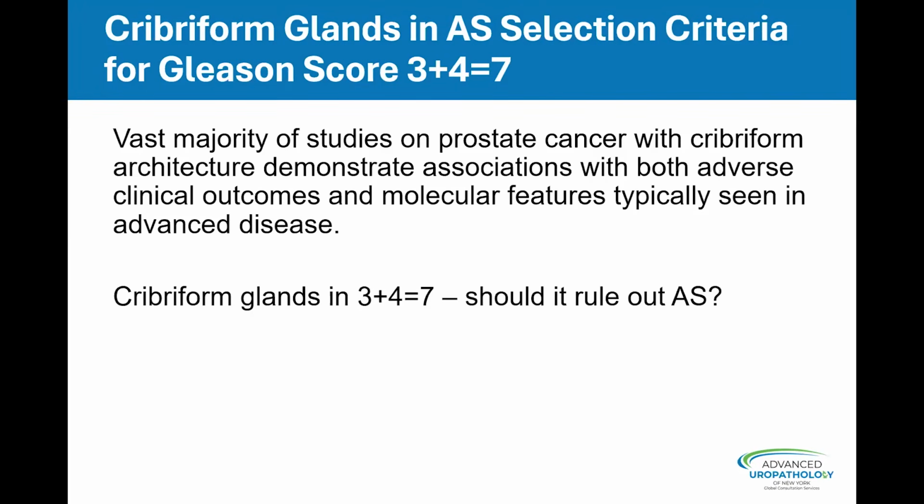The other thing is the issue with cribriform glands. The vast majority of studies on prostate cancer with cribriform architecture show that these are basically a bad pattern 4. It's associated with aggressive outcomes. Molecularly, they're bad. And so if you had a 3 + 4 = 7 and there were cribriform glands, should that rule out active surveillance?